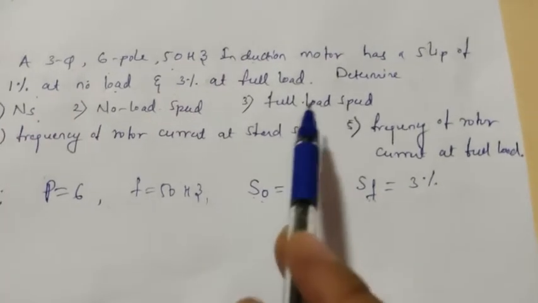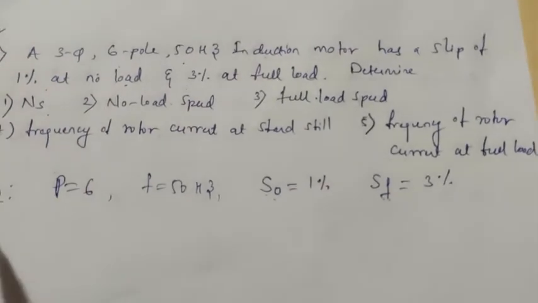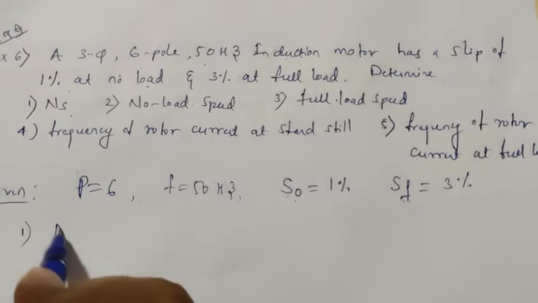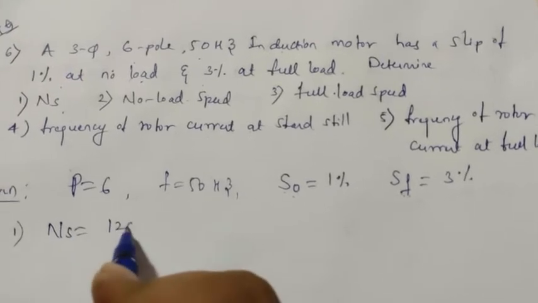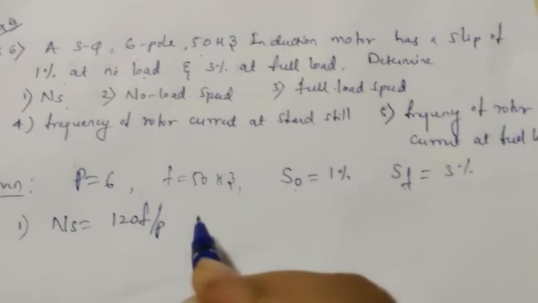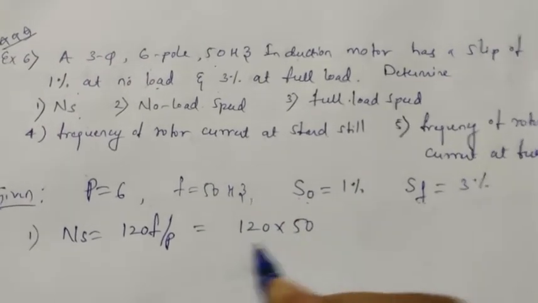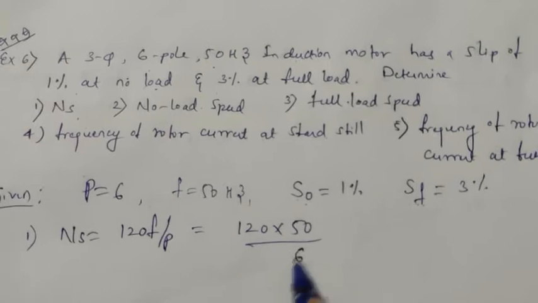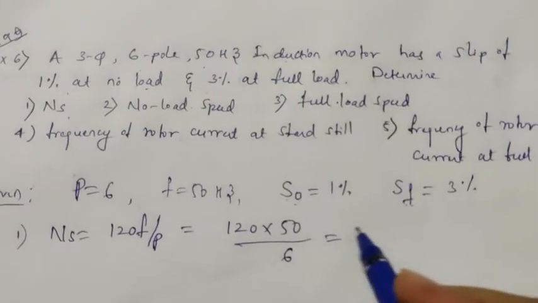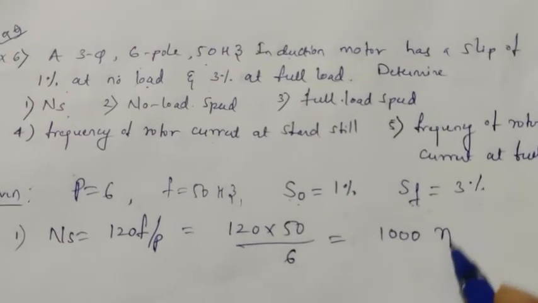Okay, the first question is synchronous speed. The formula for synchronous speed is Ns is equal to 120 F by P. So 120 into 50 Hz by P, which is 6. So you will get again 1000 RPM.